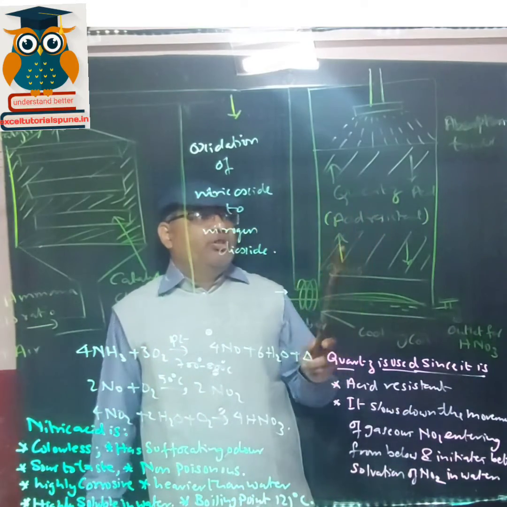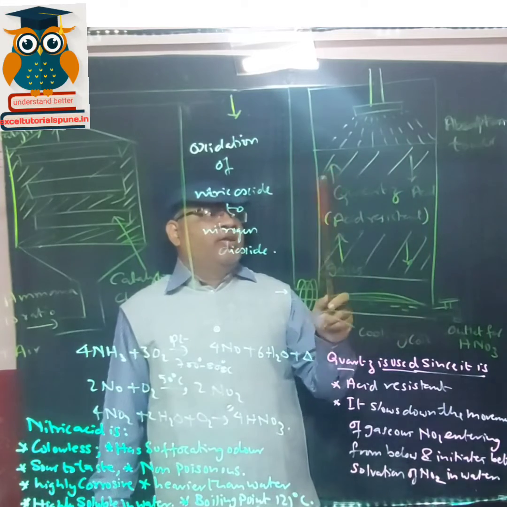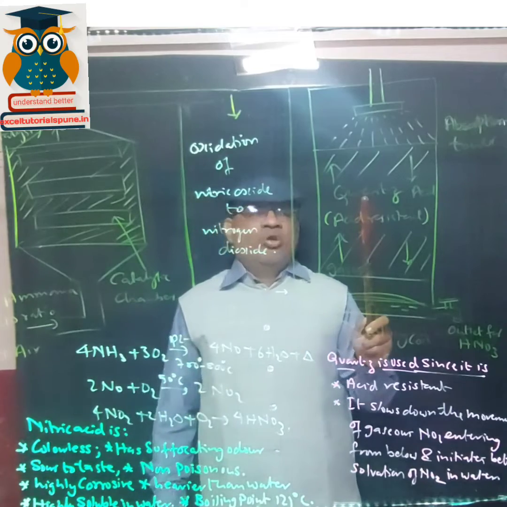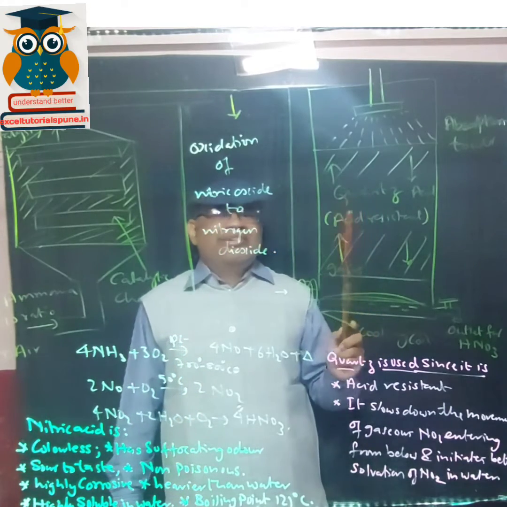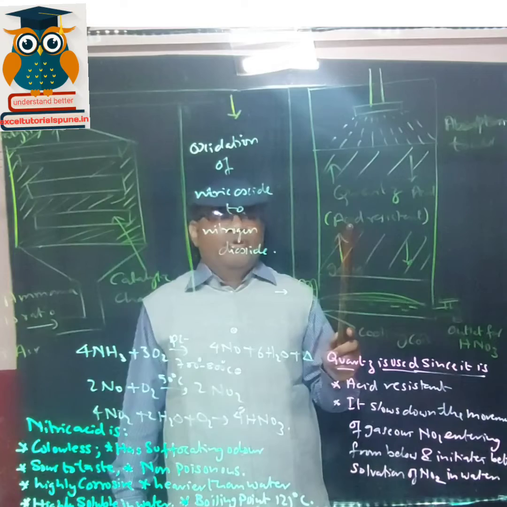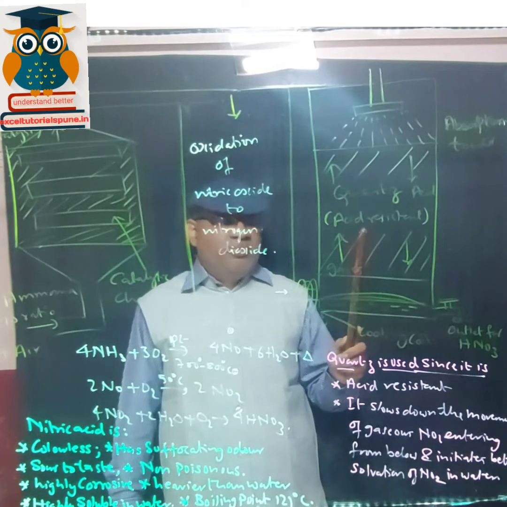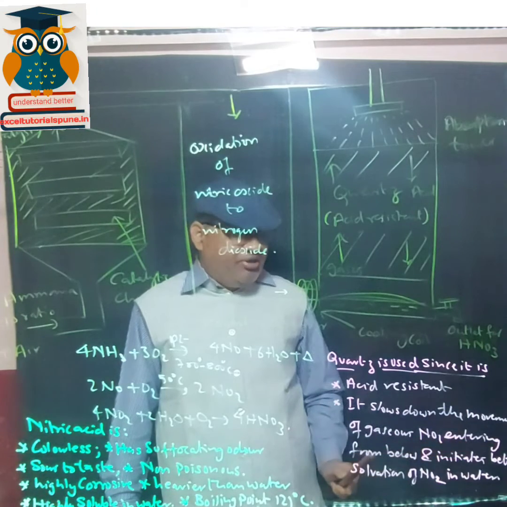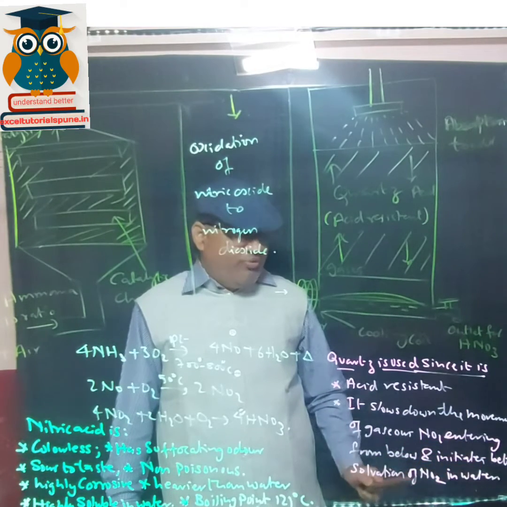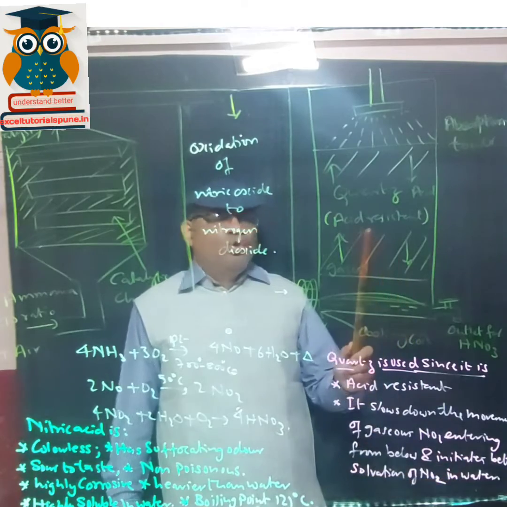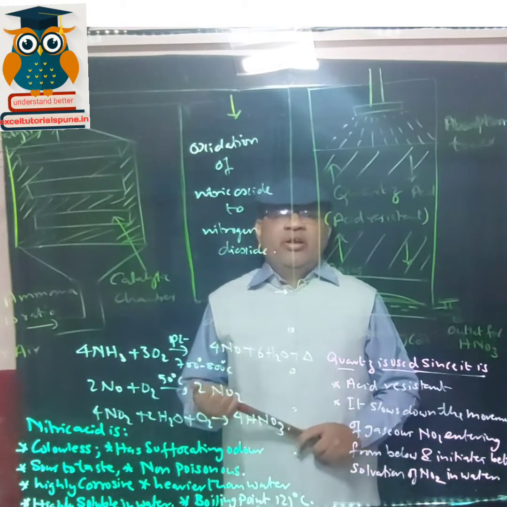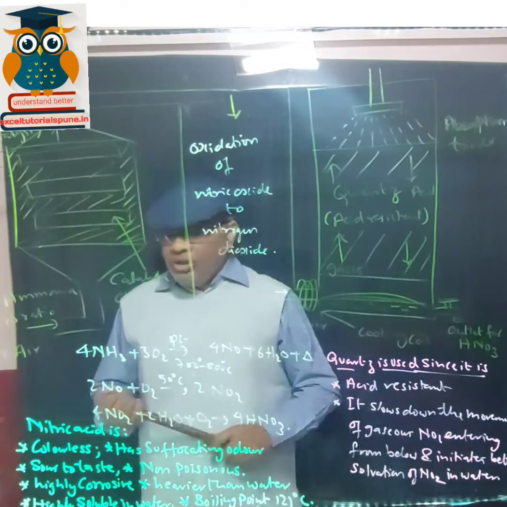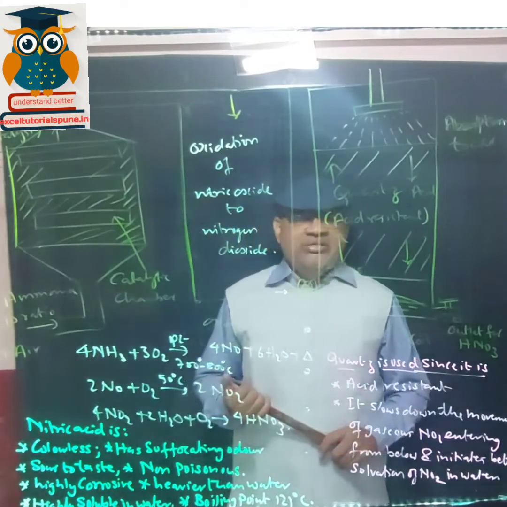Now over here, this is a steel chamber, and in that steel chamber there is quartz. Now what is this quartz? Quartz is used since it is acid resistant. It is resistant to acid. Nitric acid does not attack this quartz. It slows down the movement of gaseous nitrogen dioxide entering from below and initiates better solvation of nitrogen dioxide in water. So quartz is used because it initiates better solvation of nitrogen dioxide in water. Okay.